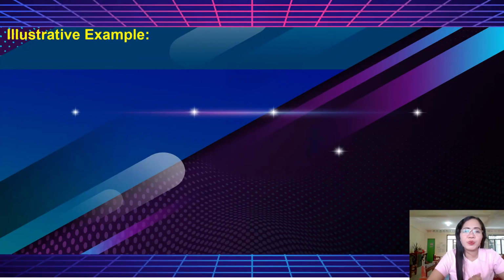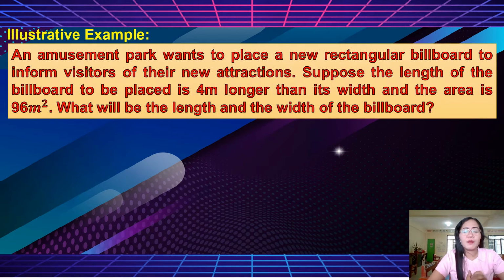Alright, our first problem is: an amusement park wants to place a new rectangular billboard to inform visitors of their new attractions. Suppose the length of the billboard to be placed is 4 meters longer than its width, and the area is 96 square meters. What will be the length and the width of the billboard?